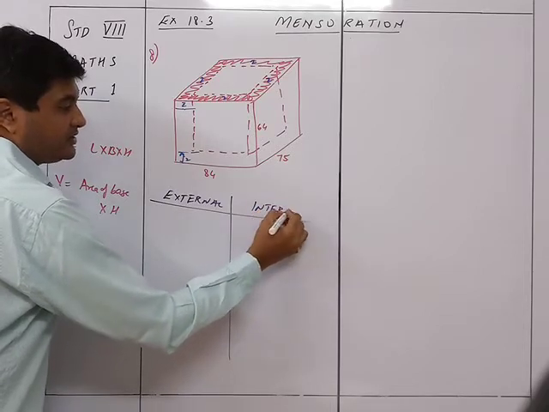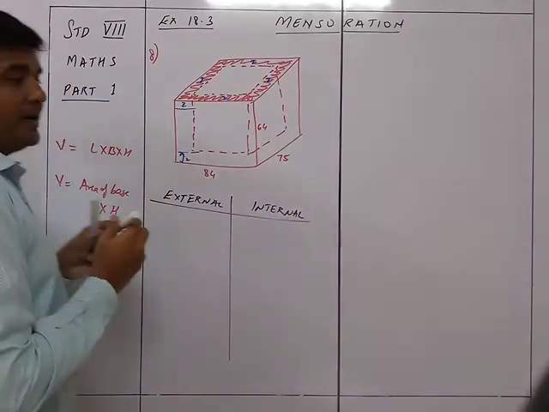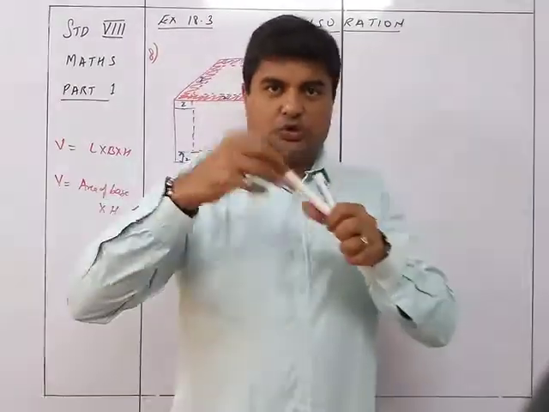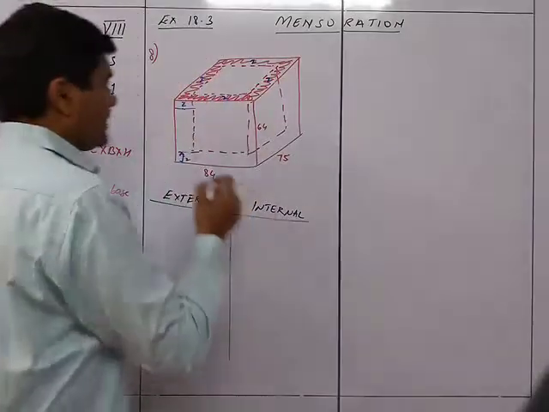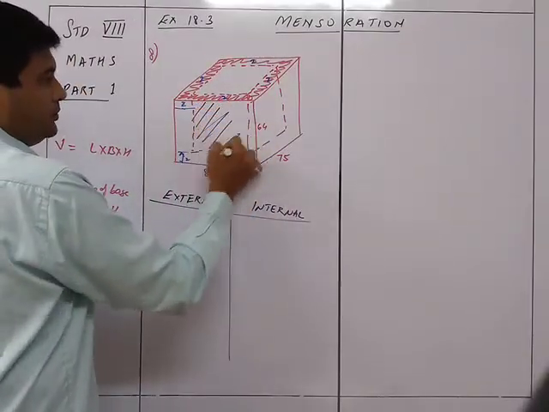Now what is internal and external? I hope you understood that if I take a box, then leaving out the thickness of the box, the inside part is the internal volume. So internal volume is this part. This is the internal volume.